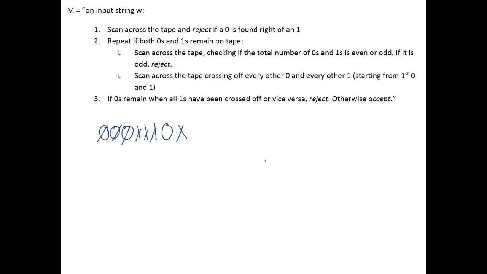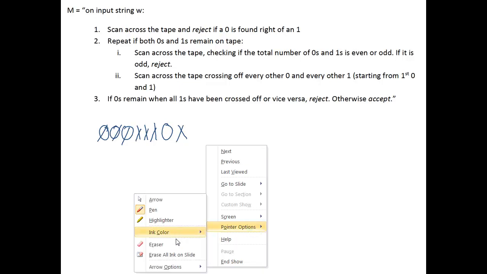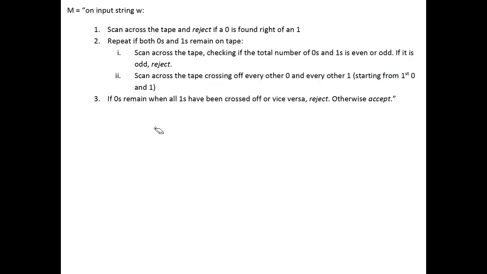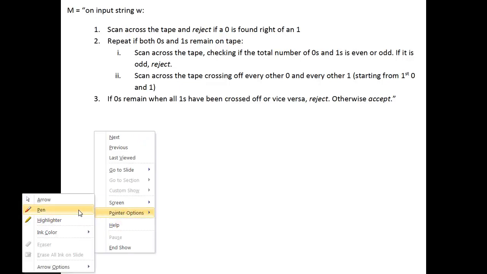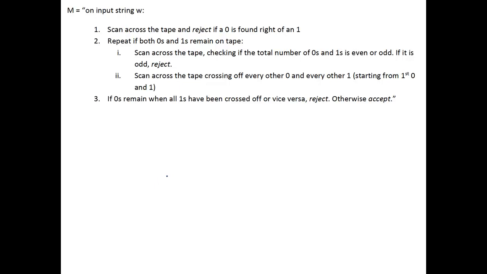So now let's see what happens in stage 2. Let's pick a string that should be accepted and see how it works. Let's do 5 zeros and 5 ones. This string should be in the language. So we would pass stage 1, right? There are no zeros to the right of a 1. We get into stage 2. There are still zeros and ones remaining on the tape, so we go to 2i. We scan across the tape and check if the total number of zeros and ones is even or odd. We have 5 zeros and 5 ones, so the total is 10. It's even, so we continue.